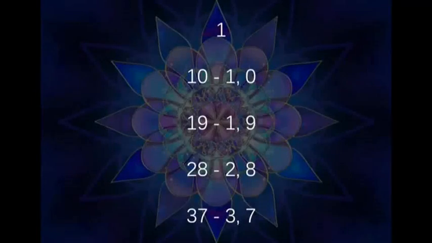Now for example, you consider the number 1. 10 makes a 1, 19 makes a 1, 28 makes a 1, and obviously 1 makes a 1.